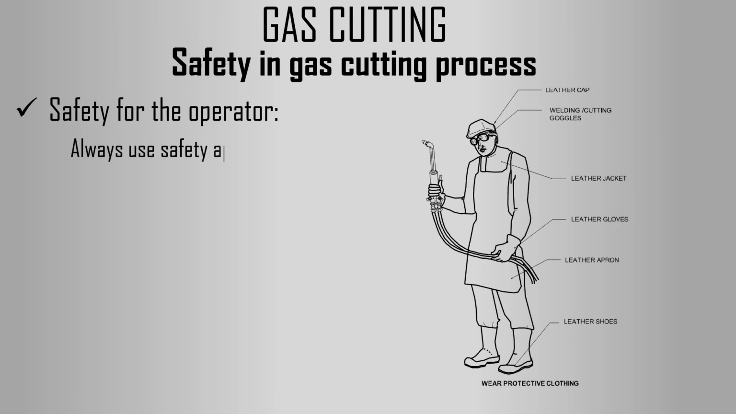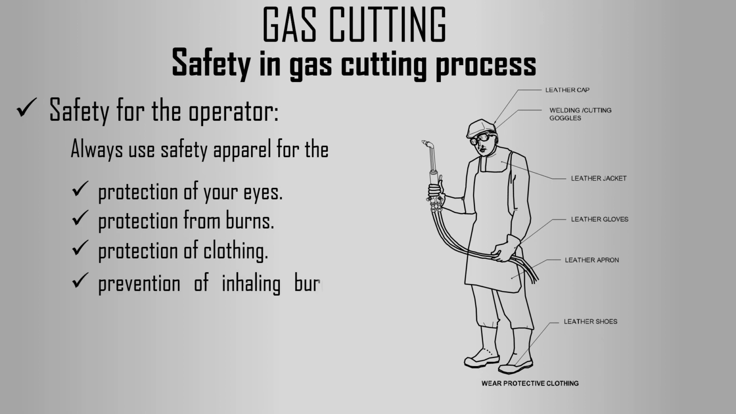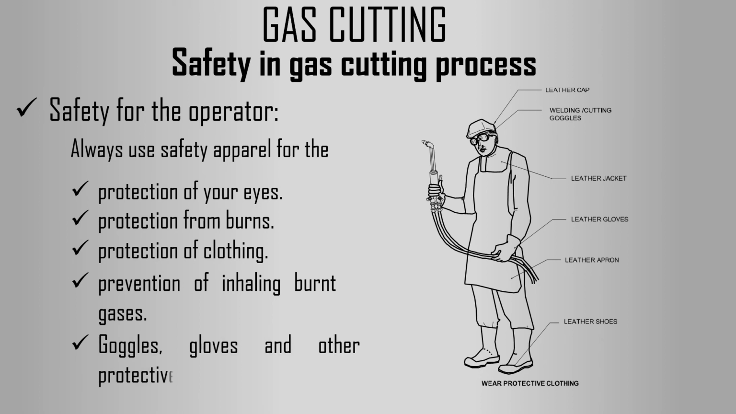And last, we are going to see safety in gas cutting process. First one is safety for the operator. Always use safety apparel for the protection of your eyes, protection from burns, protection of clothing, prevention of inhaling burnt gases. Goggles, gloves, and other protective clothing must be worn.